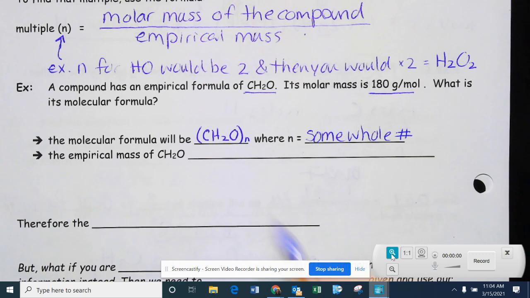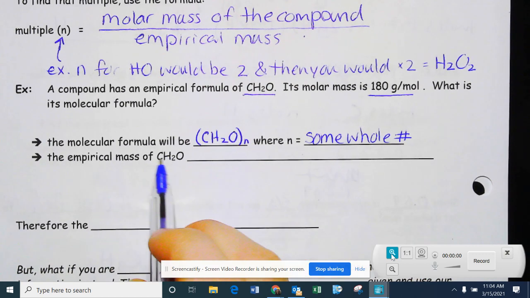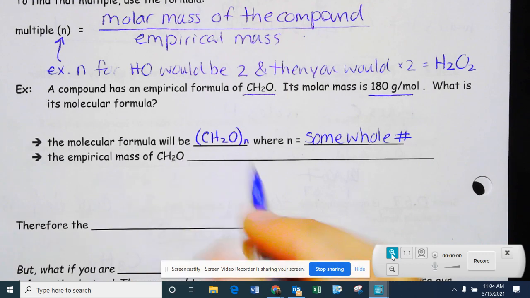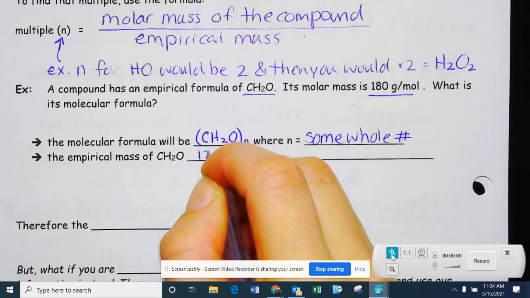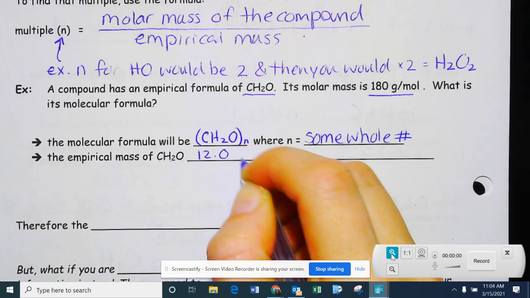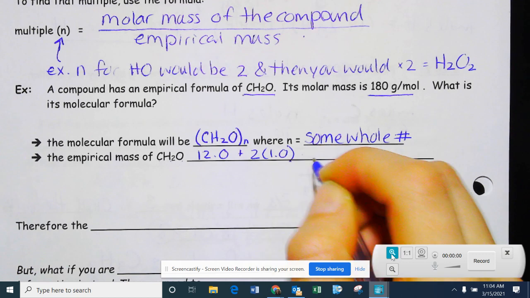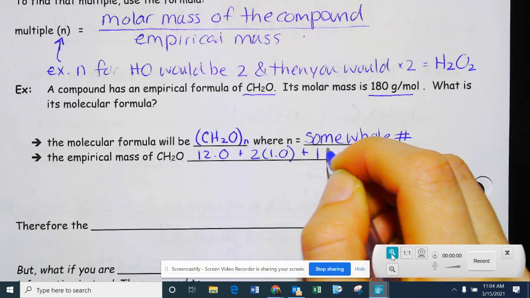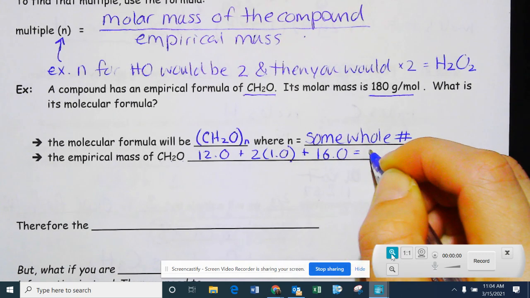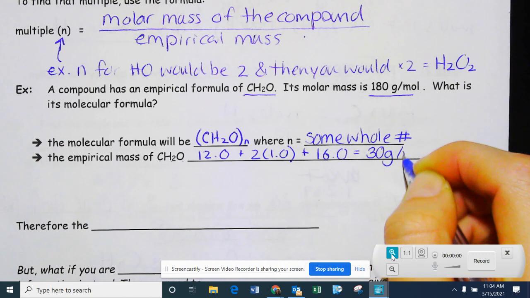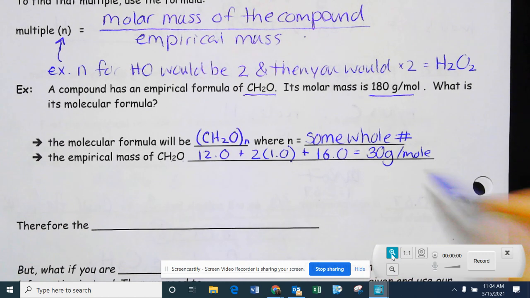Okay, so the empirical mass of CH2O: I've got carbon is 12 grams per mole, right? I've got 2 hydrogens, so 2 times 1. And then I've got oxygen, which is 16. And I've got 30 grams per mole. So if the empirical formula that I determined was correct, the molar mass of that compound would be 30 grams per mole. But is that the molar mass?